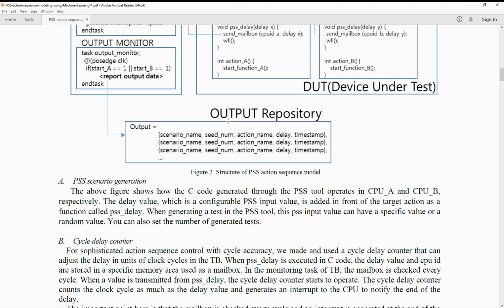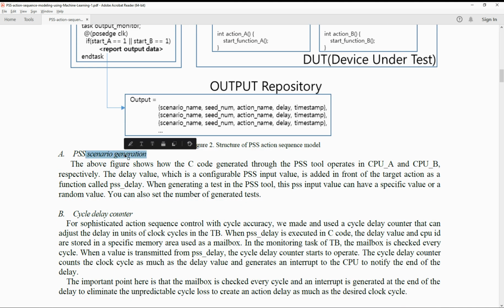A. PSS scenario generation. The above Figure 2 shows how the C code generated through the PSS tool operates in CPU A and CPU B, respectively. The delay value, which is a configurable PSS input value, is added in front of the target action as a function called PSS underscore delay. When generating a test in the PSS tool, this PSS input value can have a specific value or a random value. You can also set the number of generated tests.